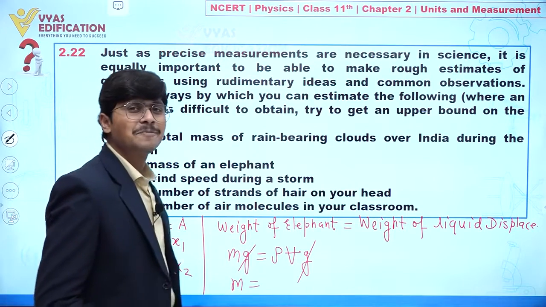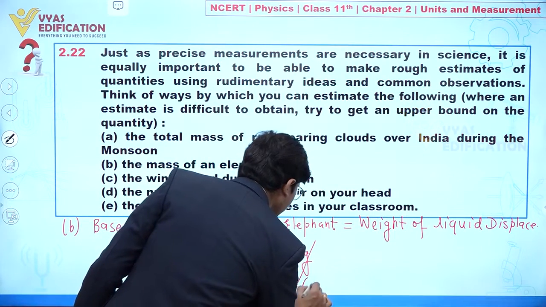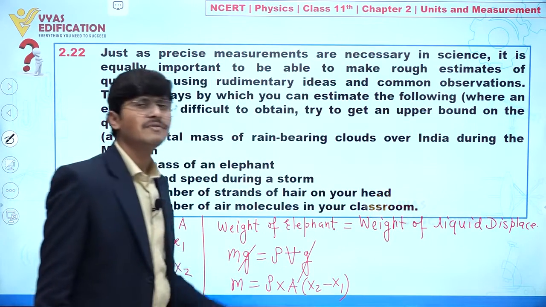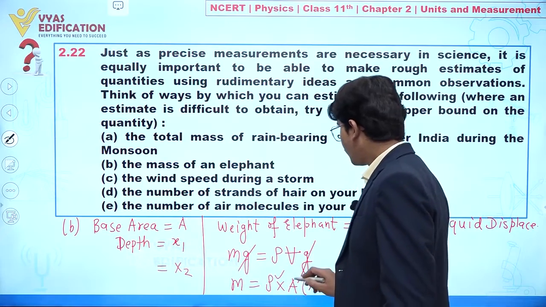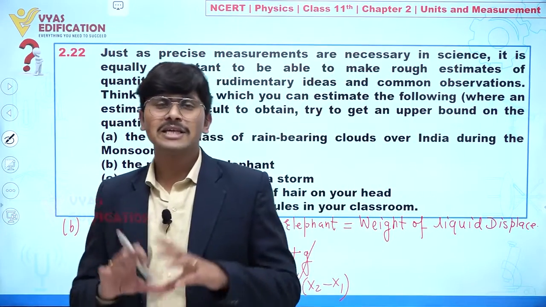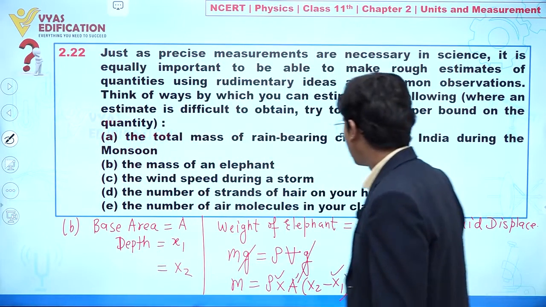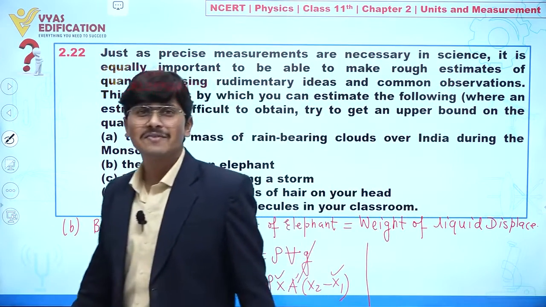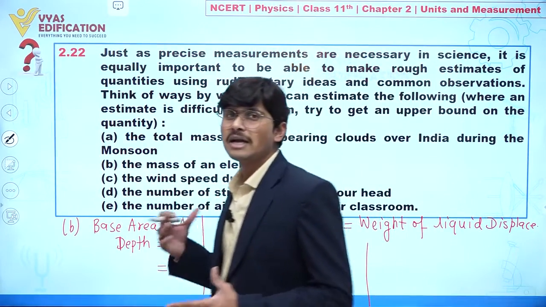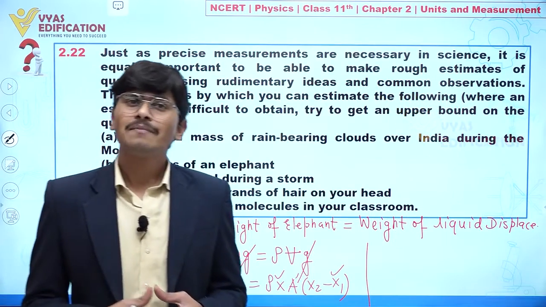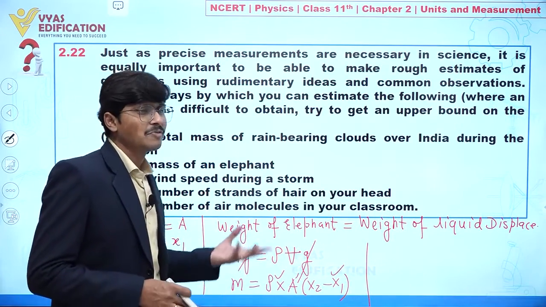Yes. What about density? The density of water we have, that is 10 to the power 3, and the volume we can write like this, A times (x2 minus x1), because here we take the volume of water that is displaced by the elephant. Clear? So if we know the density, the base area of the boat, and x2 minus x1, you can easily calculate the mass of the elephant. Clear to everyone? Actually this is just a rudimentary concept, where you are applying Archimedes principle, and by using it you are calculating the mass of the elephant. Clear? Now you can say, sir, what about the mass of the boat?